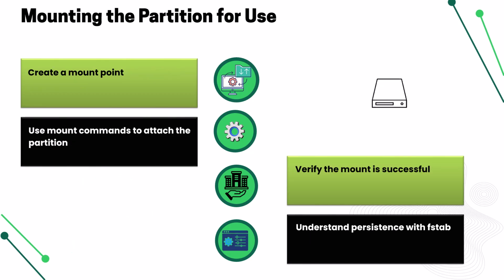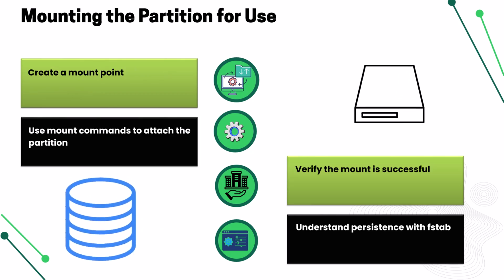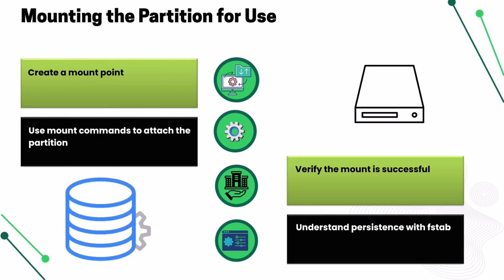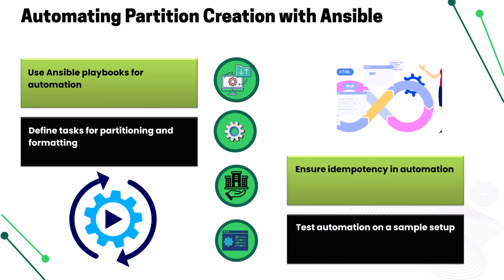Mounting a partition is like plugging in a USB drive. It's useless if you don't tell the system where to put it. First, we create a mount point, a designated location for our data. Then we attach the partition using mount commands. A quick verification ensures everything's in place. And finally, we use fstab to make the mount stick even after reboot. No one likes surprises.